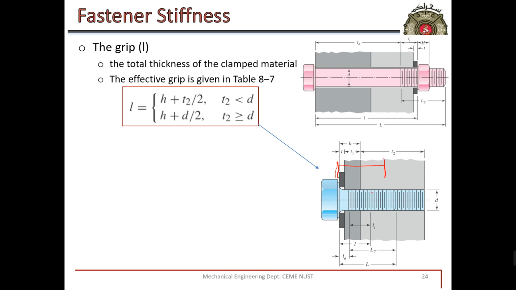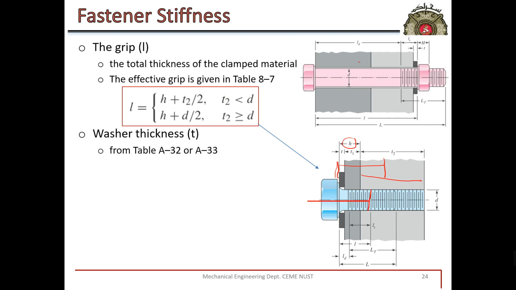But here, as we don't have any nut, we have to calculate an equivalent distance which can be calculated for this. What is that? H is washer thickness plus member 1 thickness. This is H. T2 by 2. If the second material thickness is greater than the diameter of the bolt, this is the diameter of the bolt and this is the second. If this thickness is greater than the bolt diameter, then we have to use this equation. Otherwise, if this thickness is less than the bolt diameter, we have to use this equation to calculate lead.